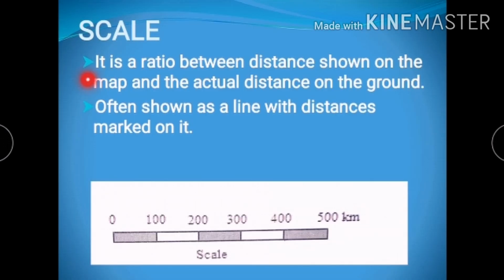So students, what is the scale? It is a ratio between distance shown on the map and the actual distance on the ground. It is often shown as a line with distances marked on it. And students, here you can see this is an example of linear scale.